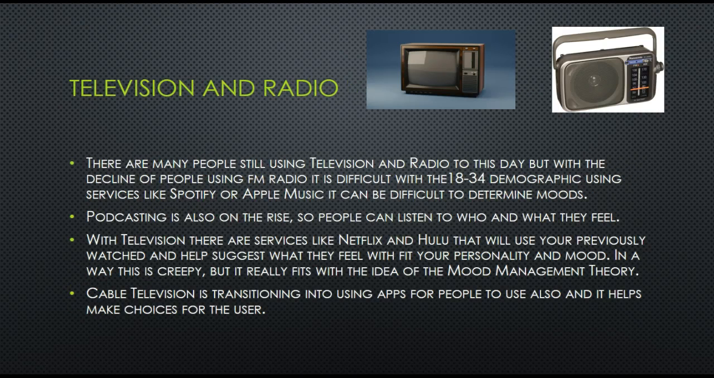So, television and radio. There are many people still using television and radio to this day, but with the decline of people using FM radio, it is difficult with the 18 to 34 demographic because they mostly use services like Spotify or Apple Music, and it can be difficult to determine the mood. One thing also with radio is podcasting is on the rise, so these services that are providing podcasts can easily tell you what kind of podcast they feel can help with your mood.